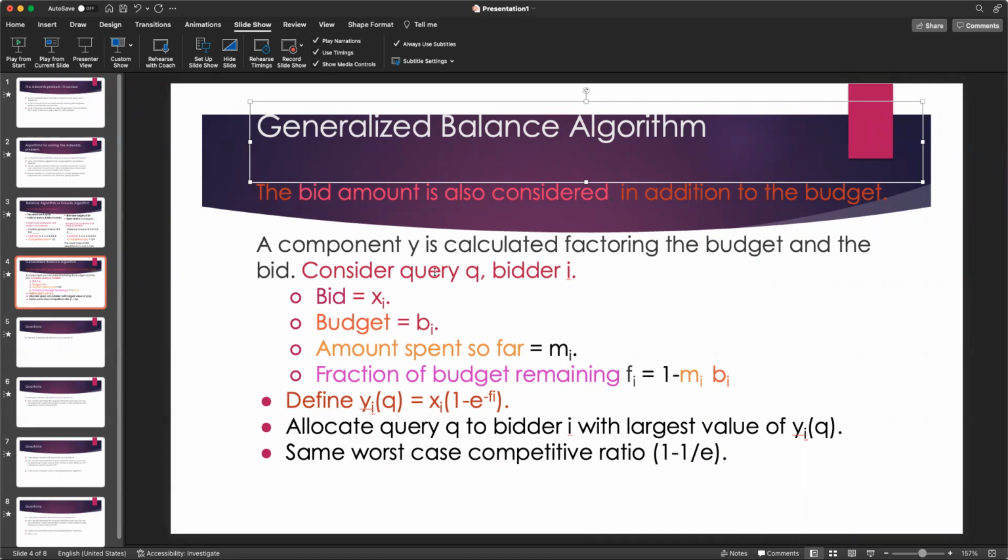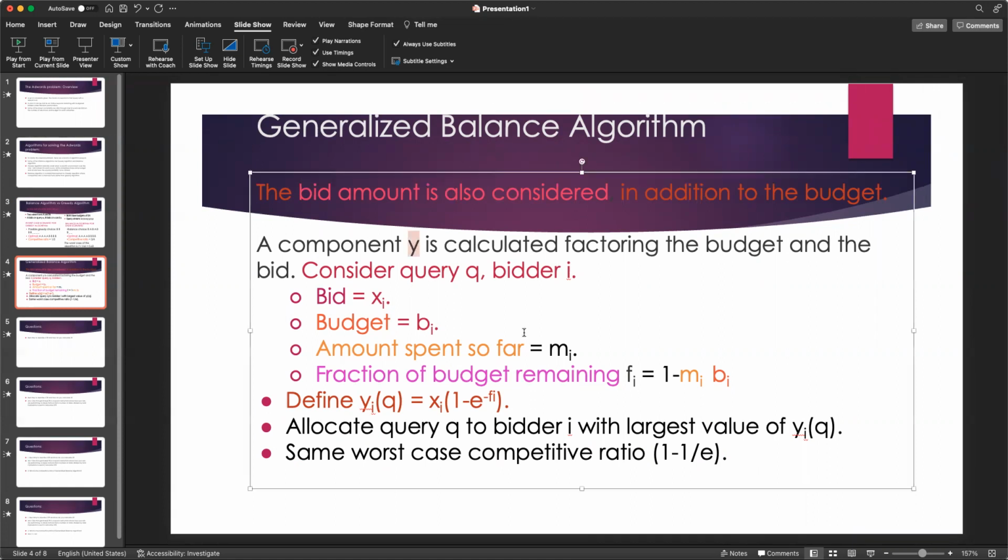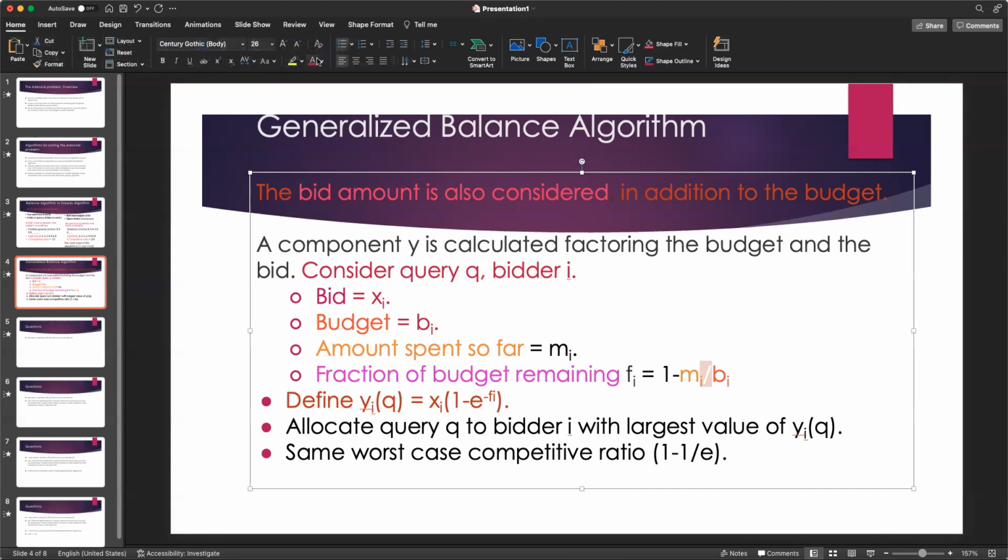In this case, there is another component Y that is calculated, which is nothing but factoring in the budget and the bid. Both are considered. So consider the query X and the bidder I. The bid is given as Xi, and the budget is given as Bi based on the bidder. The amount spent so far is Mi. The fraction of the budget remaining is given as 1 minus Mi by Bi.